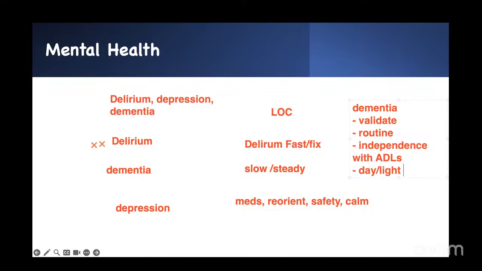So what do you think? A patient came into the emergency room. She's 82 years old.